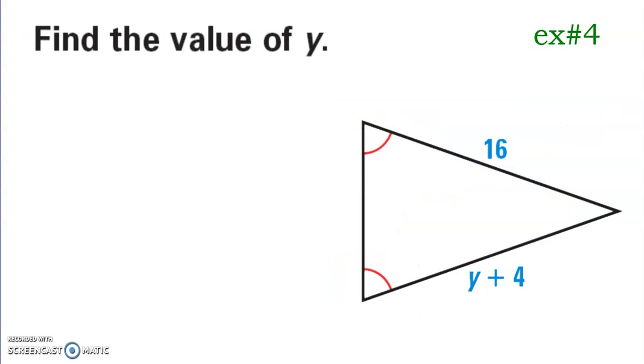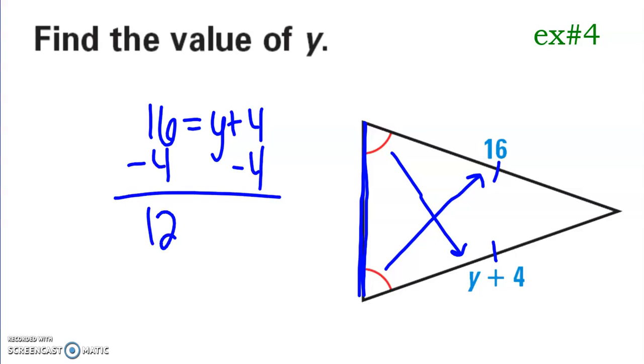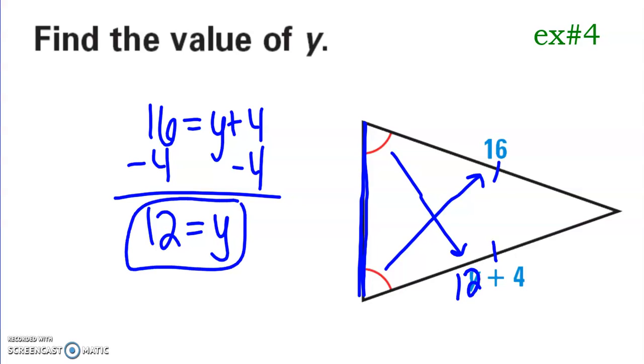Again, we're going to use the converse of the base angles theorem. If we have two angles that are congruent, then the sides opposite of them are also congruent. So 16 is congruent to y plus 4, which means that we can set them equal. Subtract 4 from both sides and we get 12 equals y. Remember, you can always plug that in and check. 12 plus 4 does give you 16, so these side lengths match, which means that our y value is correct.